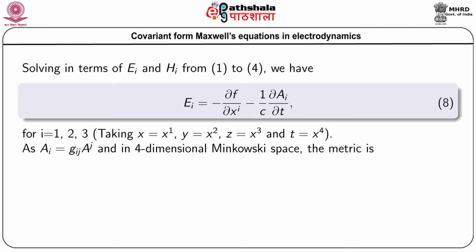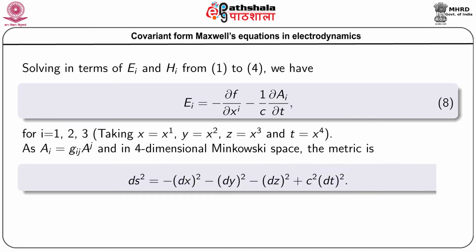Now, as A^i can be expressed in this form g^ij A_j. So, it is the inner product of g^ij and A_j. So, in 4 dimensional Minkowski space, we know that the metric is this one, ds squared equals minus dx squared minus dy squared minus dz squared plus c squared dt squared.